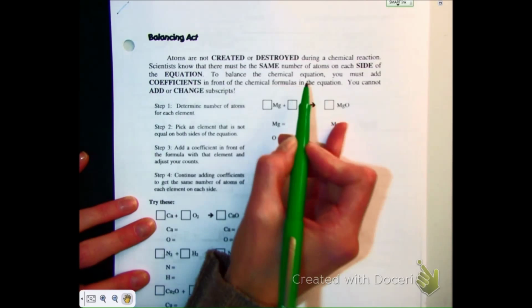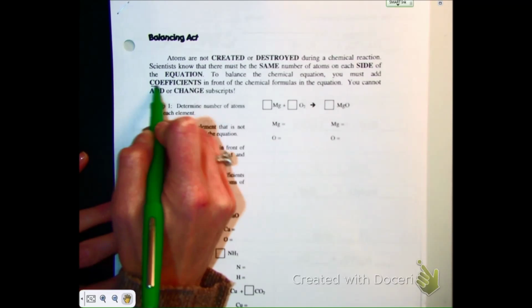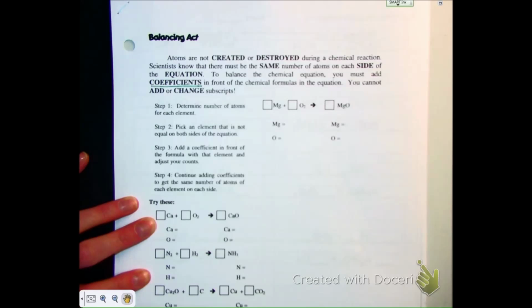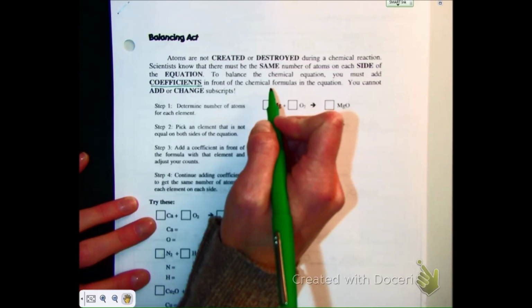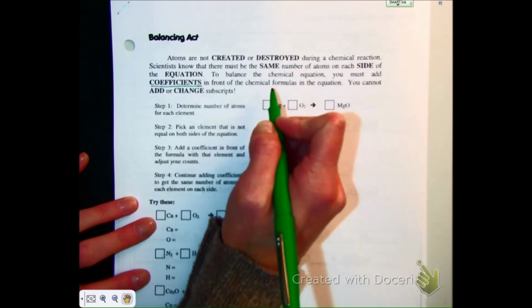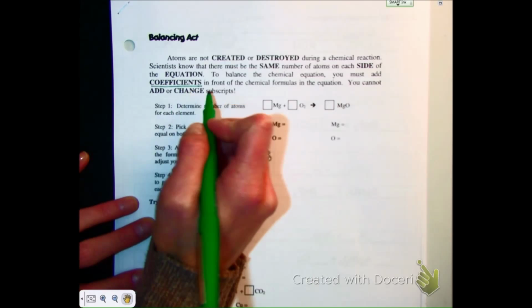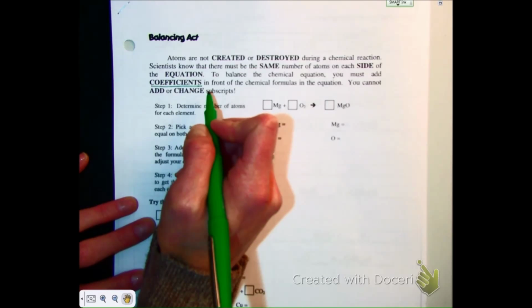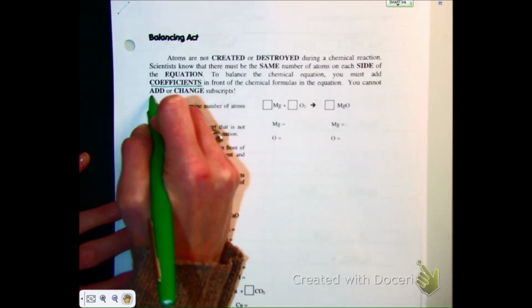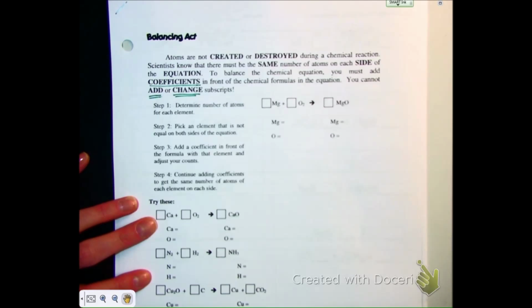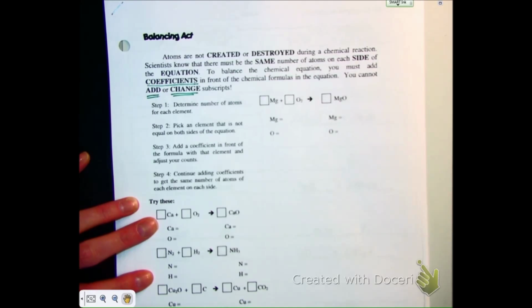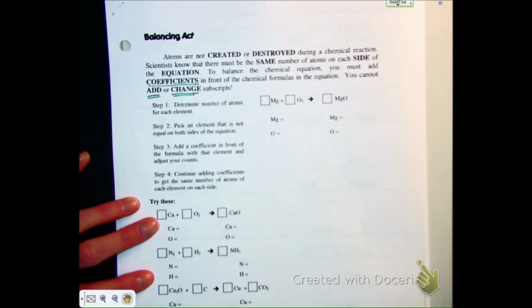To balance the chemical equation, you must add coefficients in the front of the chemical formulas. In front of the chemical formulas, not in between them. You cannot add or change subscripts. We don't pick on the little guys. You do not add or change subscripts. I would underline or highlight or circle, kind of yell at yourself like, hey, remember this. This is important. These are the things I cannot do. I can add a coefficient. I can't touch a subscript.